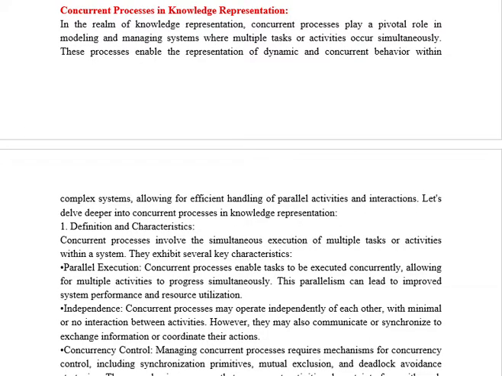So generally, what is a concurrent process? A concurrent process is nothing but completing a particular task at the same time. Multiple tasks or multiple works can be completed at the same time. Okay, that is known as a concurrent process. In the previous video, when I was explaining the classification of process, I also explained about this concurrent process.